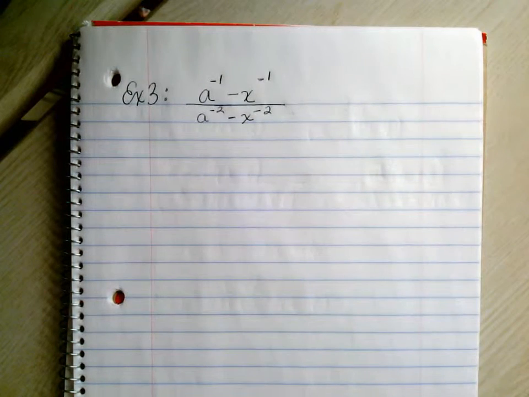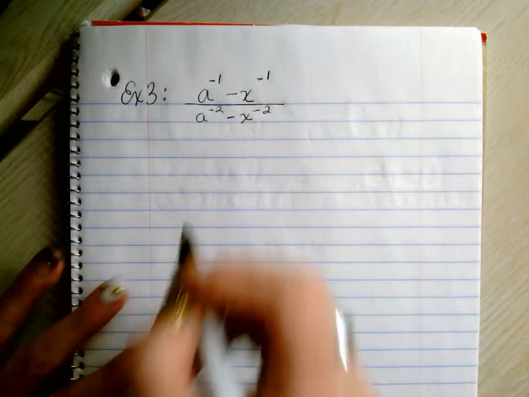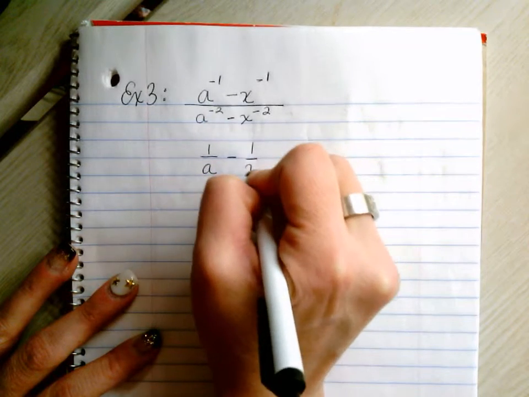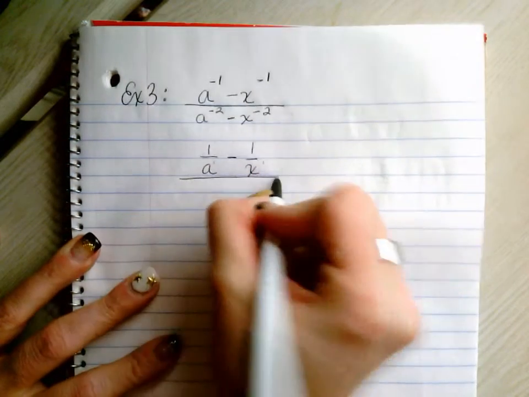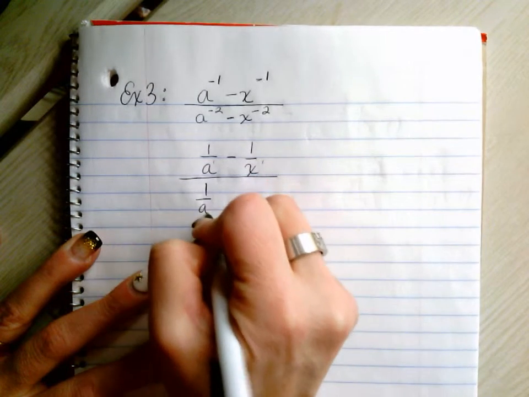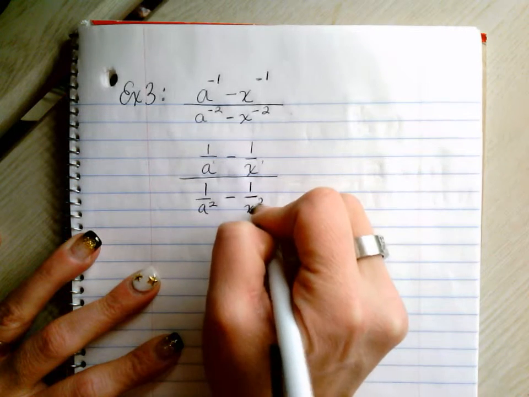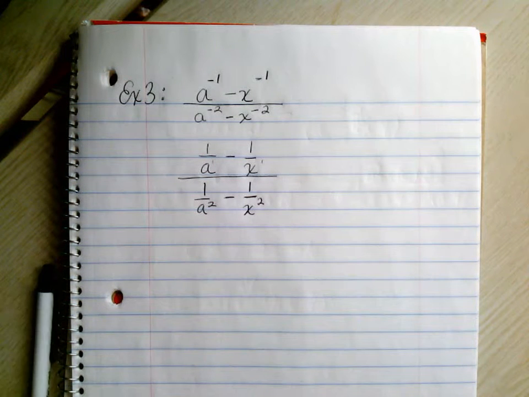So the first thing you've got to do before you even start thinking about common denominators is clean up those negative exponents. The numerator becomes 1 over a minus 1 over x. I'm not going to write the to the first because it's quite irrelevant here in this case. The denominator becomes 1 over a squared minus 1 over x squared. Lowest common denominator, a squared x squared. You guys all see that? Hopefully you do.